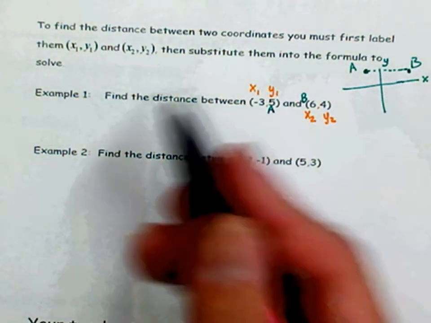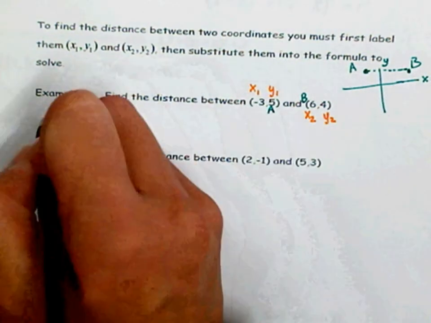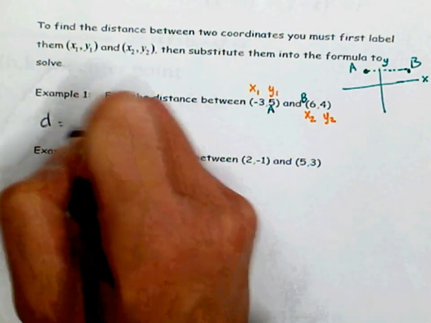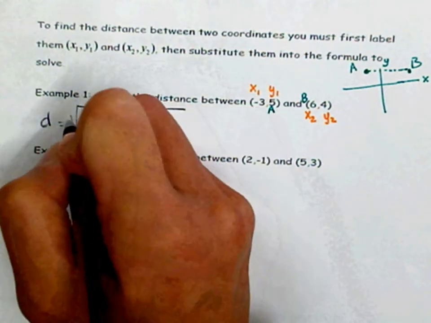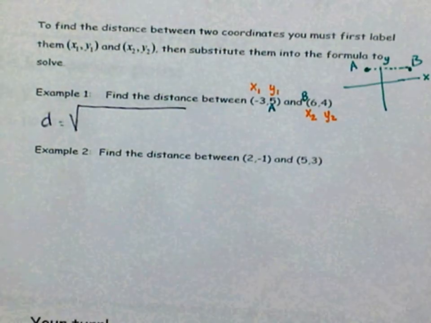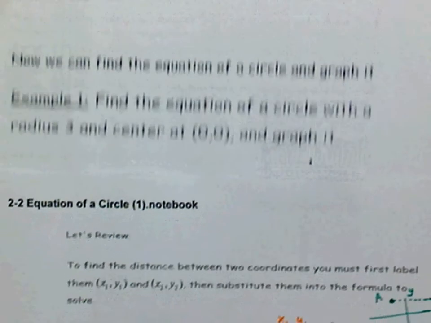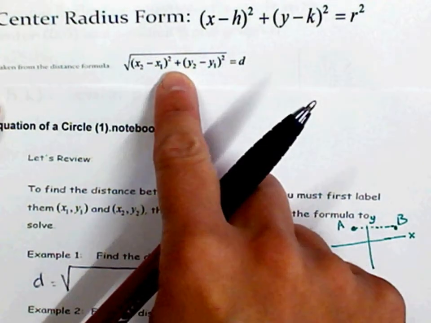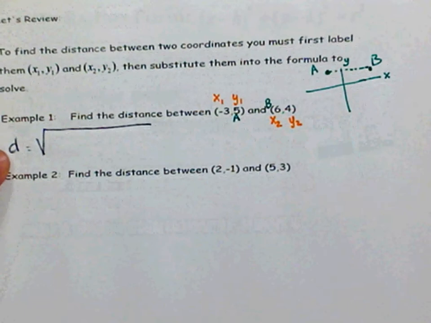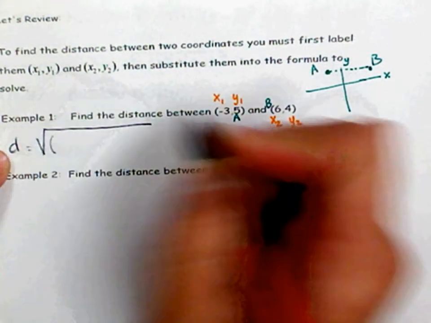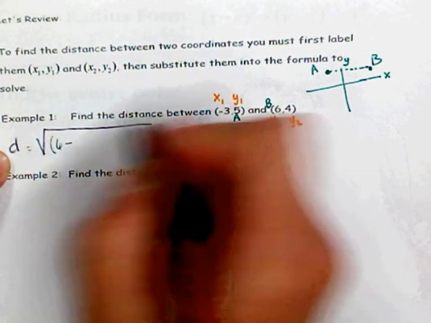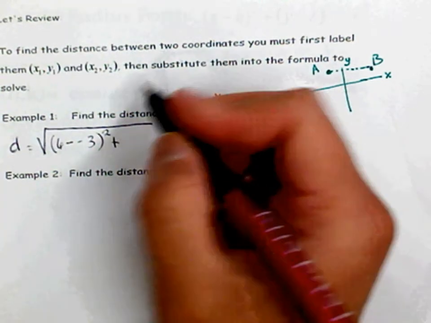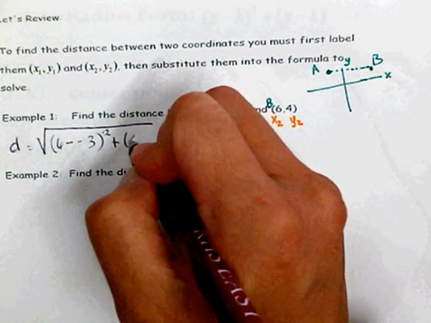So we're going to plug it into this formula. D equals. All right, so there's your formula. This is the formula we're going to use right here. So we're going to do x2. What's x2? 6 minus x1, -3, squared, plus y2, 4 minus y1, 5, squared.